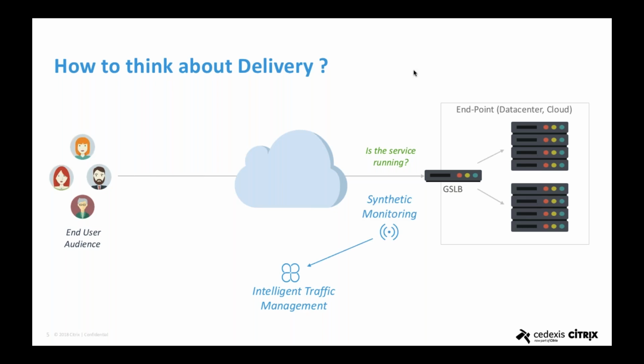Is this service running? To do that, you need to do some proactive testing, or get some information about whether I can reach this place. Can I reach this server? Can I reach this load balancer with some synthetic monitoring? The second thing that you're going to ask is, what about the last mile? Is the last mile healthy, and is it fast to reach these services?